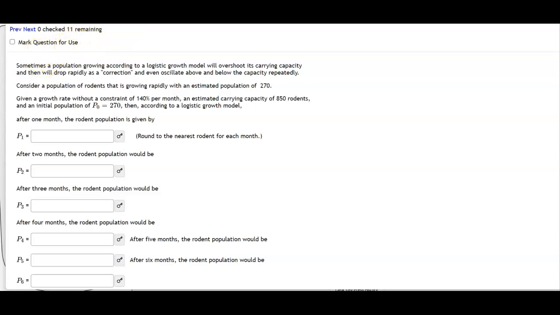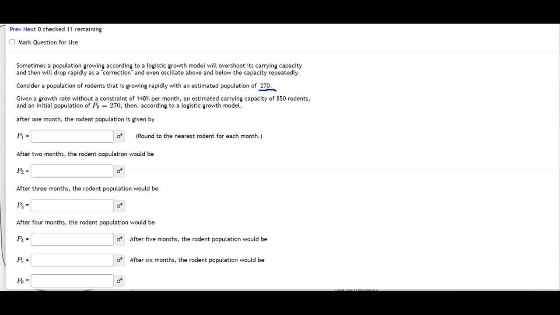Okay, welcome to a second video on using the logistic recursive formula in the TI-30. And I'm going to do this one a little more simply. On this one, I'm going to start by just entering that initial population of 270.